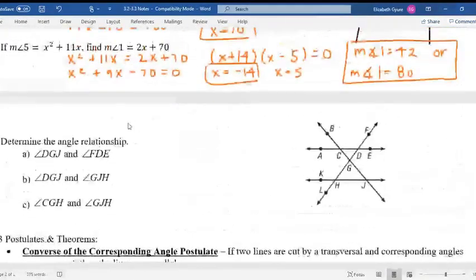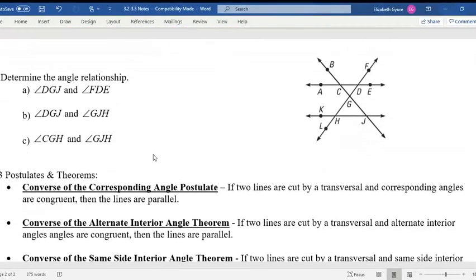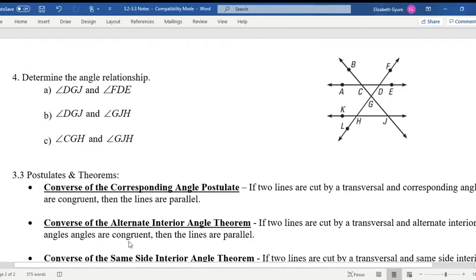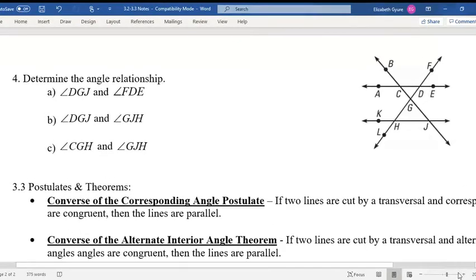All right. Number 4 says determine the angle relationship, but we got an ugly picture. So now this picture, there are several different lines intersecting, yes? We don't necessarily know that any of them are parallel or not. They're not marked as such. So how in the world are we supposed to know which one is the transversal versus the other ones? Well, it's going to depend on which angles it's asking you to look at, because it could change problem by problem.